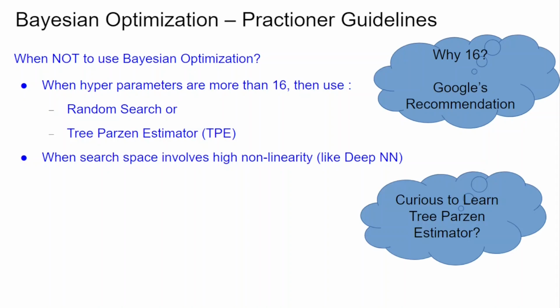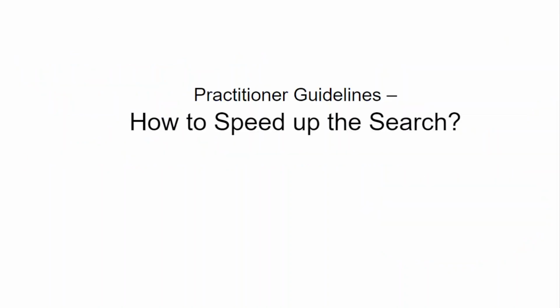Very good. So if you want to learn more on, let's say, tree parser estimator, which is another branch of optimization, do ping me and message me, and we'll do a session on that. The next practitioner's question we'll ask is how to speed up this search. We know it is faster than random search in finding a good solution, but is there a way we can make this even faster? So that is important.